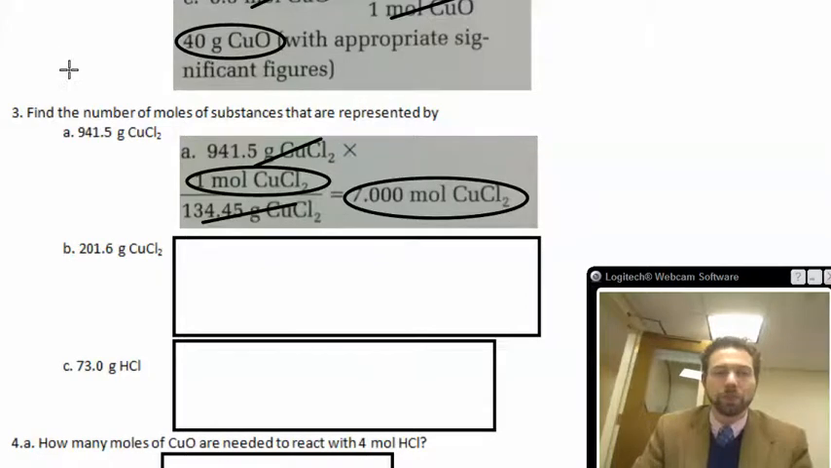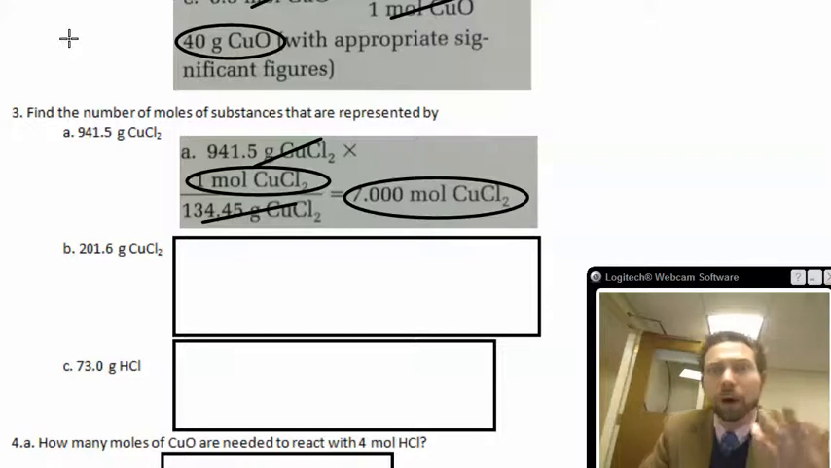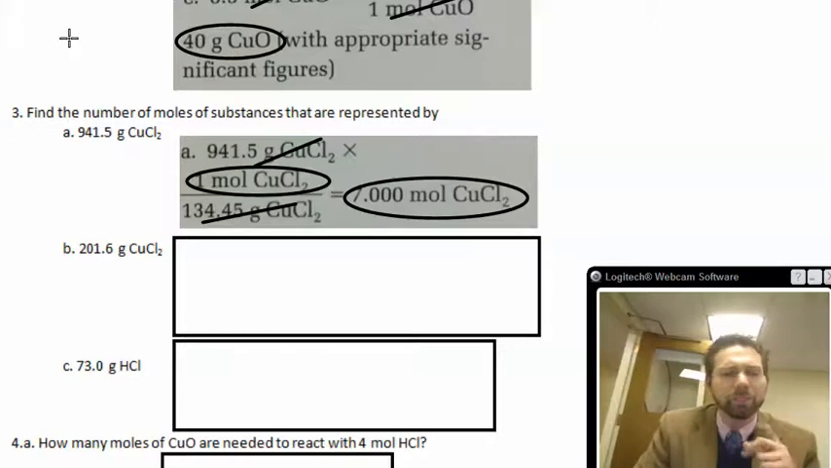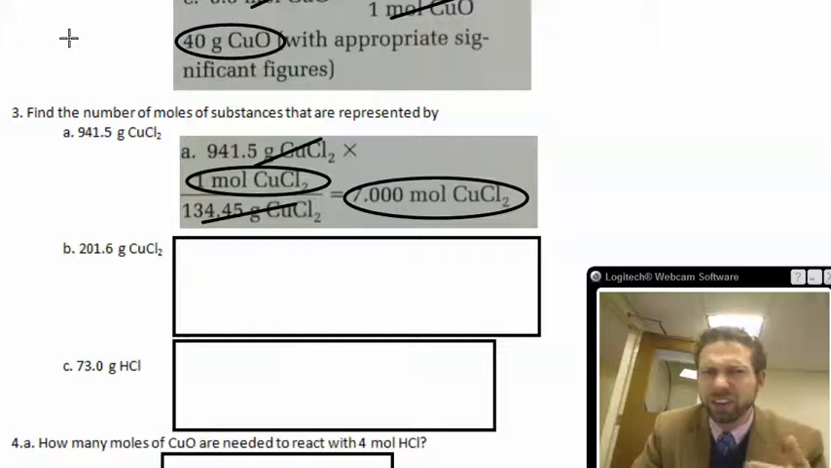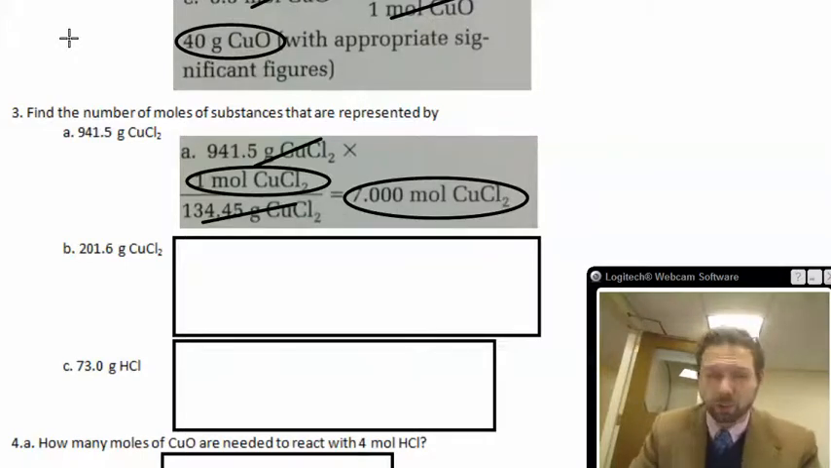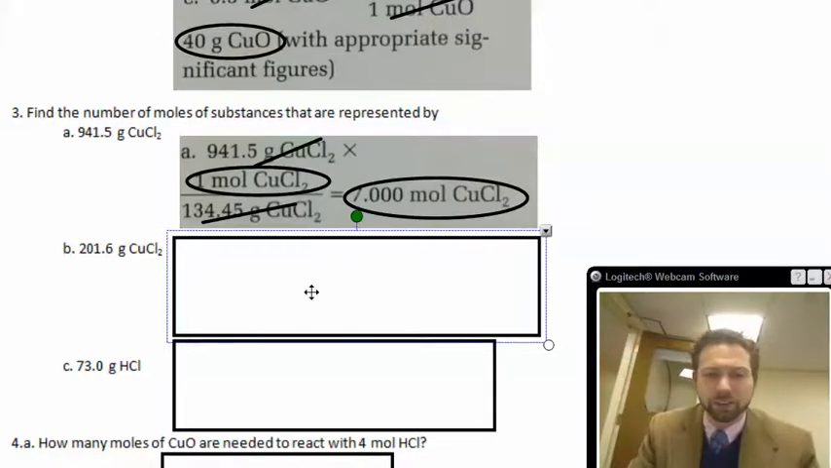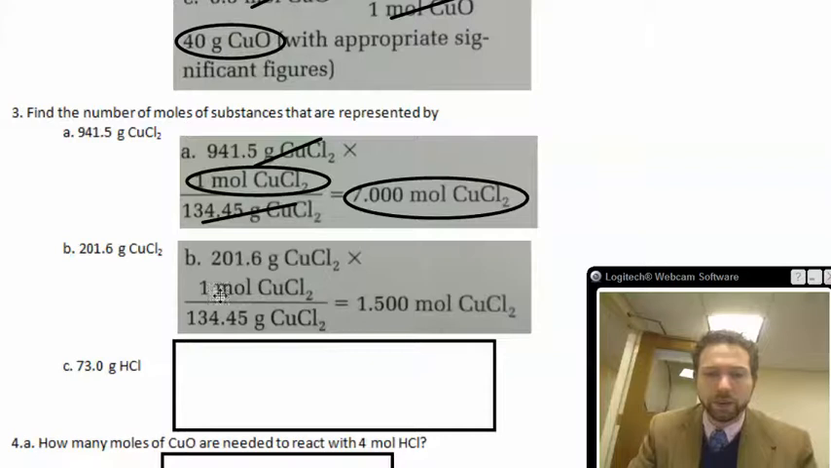What if we have 201.6 grams of copper chloride? Well, that's still more than a mole. A mole is 134.45 grams, but it's not much more than a mole, so I'm guessing somewhere in between 1 and 2 moles. Let's see if that's right. Oh, it's exactly between 1 and 2 moles.